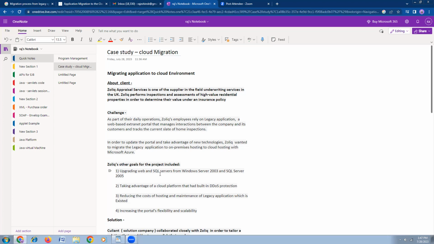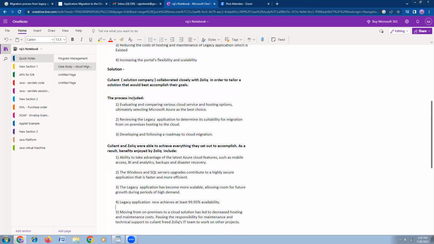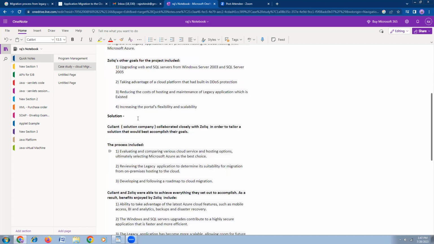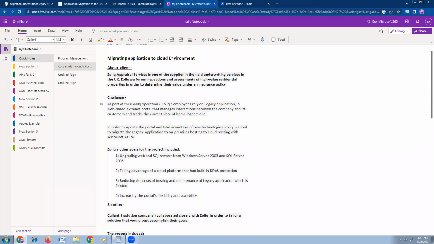As they are in underwriting services, they perform multiple daily operations, daily underwriting operations and everything. In context to that, Jolik employees rely on a legacy application, because a legacy application is an existing application which customers have been using for a very long time to manage their daily operations.